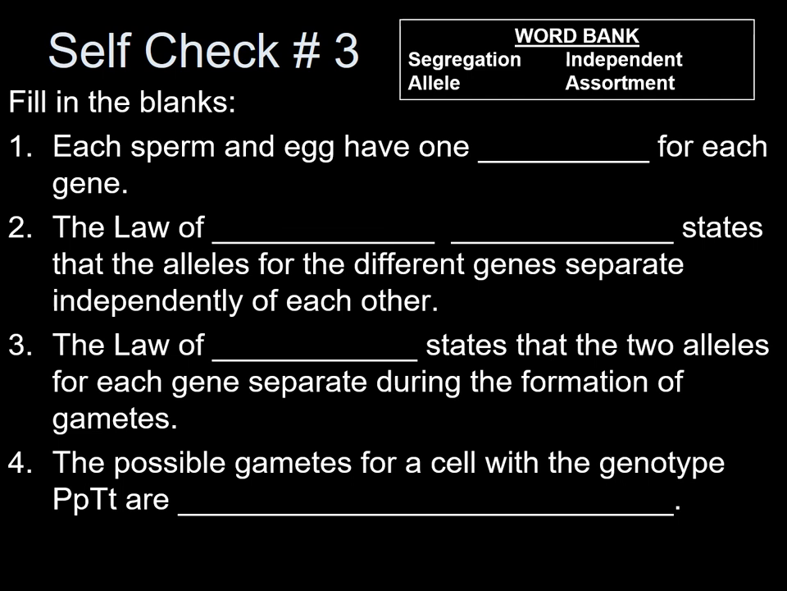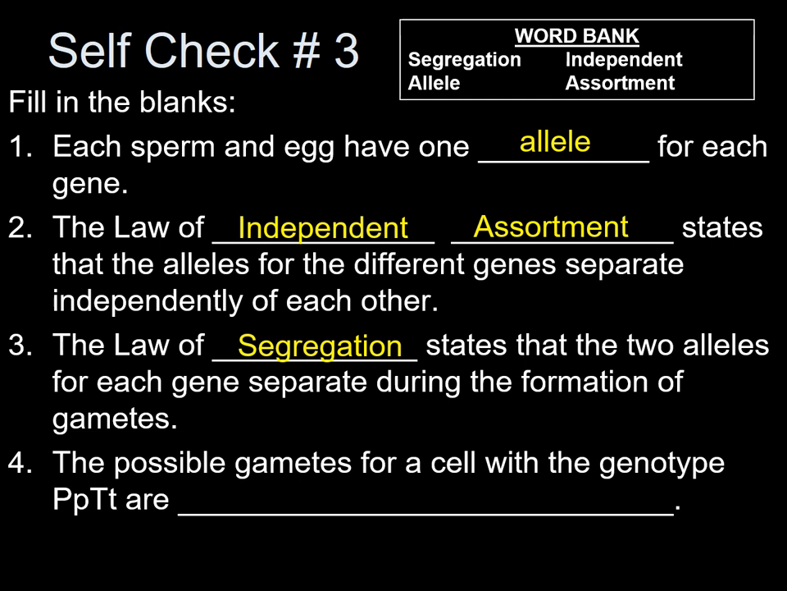All right, let's check your answers. Number 1, each sperm and egg has one allele for each gene. Number 2, the law of independent assortment states that the alleles for the different genes separate independently of each other. And number 3, the law of segregation states that the two alleles for each gene separate during the formation of gametes.